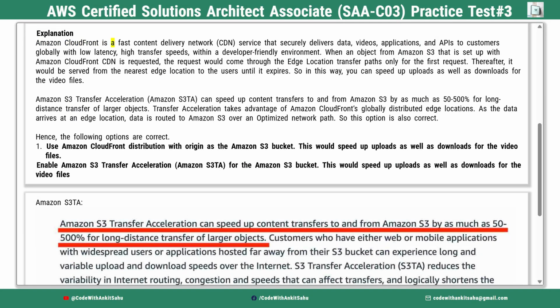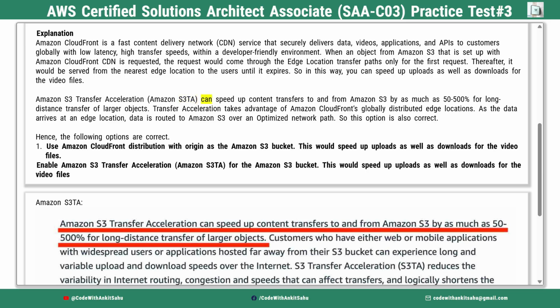Explanation: Amazon CloudFront is a fast content delivery network, CDN, service that securely delivers data, videos, applications, and APIs to customers globally with low latency, high transfer speeds, within a developer-friendly environment. When an object from Amazon S3 that is set up with Amazon CloudFront CDN is requested, the request would come through the edge location transfer paths only for the first request. Thereafter, it would be served from the nearest edge location to the users until it expires. So in this way, you can speed up uploads as well as downloads for the video files.